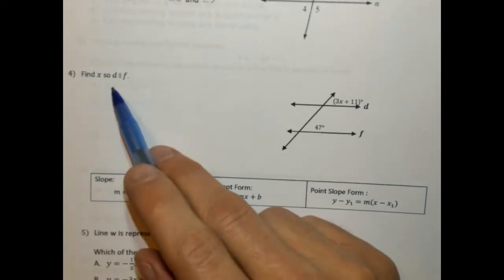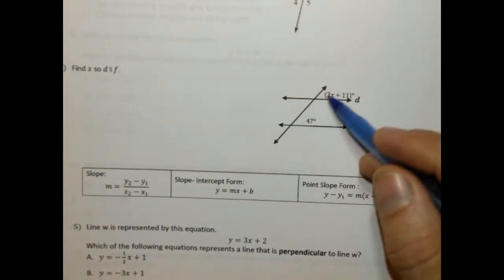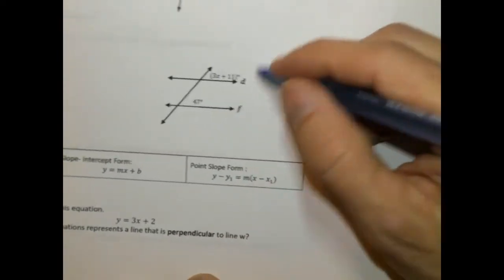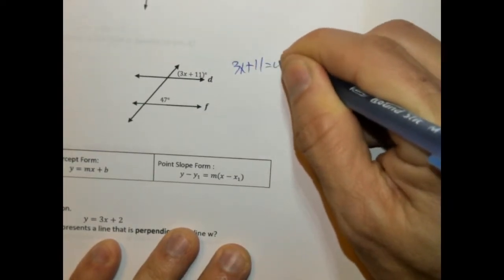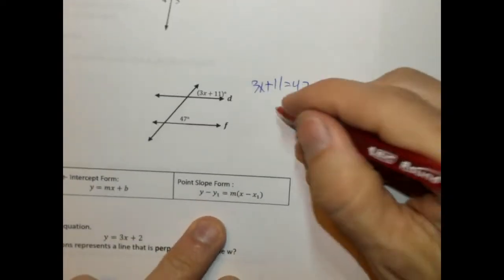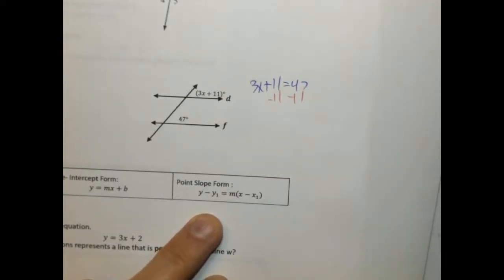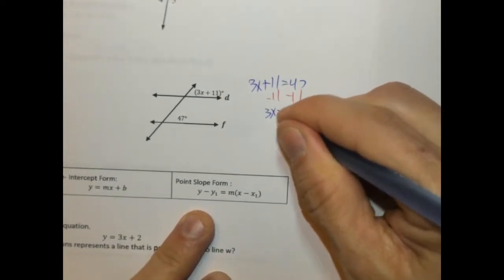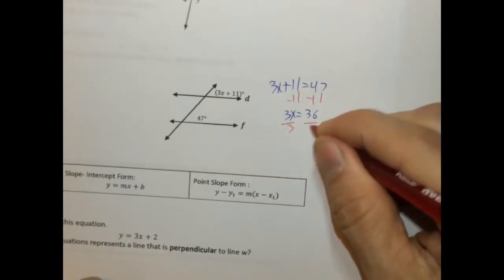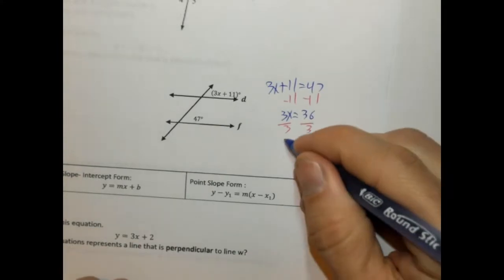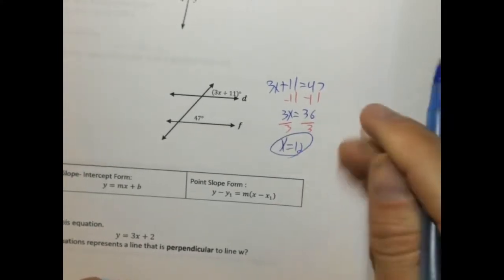Okay. Find x so D is parallel to F. So these are corresponding, which means if they were parallel, they'd have to be congruent. So we're going to write 3x plus 11 equals 47. We're going to subtract 11 from both sides. So 3x equals 36. We'll divide both sides by our coefficient, which is 3. X will be equal to 12.